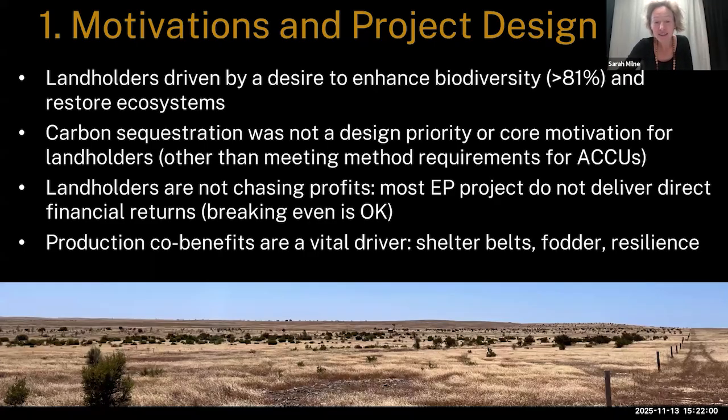So here, the final point is that the production co-benefits of environmental plantings were a vital driver, especially among the farmers who had undertaken environmental plantings. So some of these production co-benefits emerged from environmental plantings serving as shelter belts, providing fodder and nutrition for animals, especially during tough times, and for general landscape resilience, especially in a changing climate.